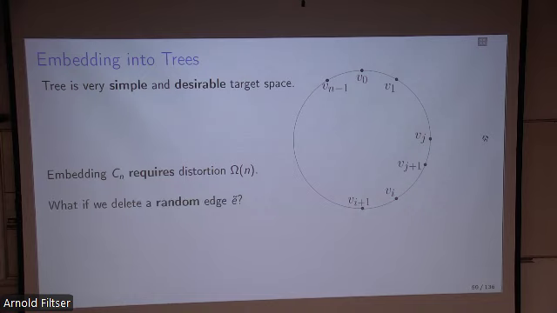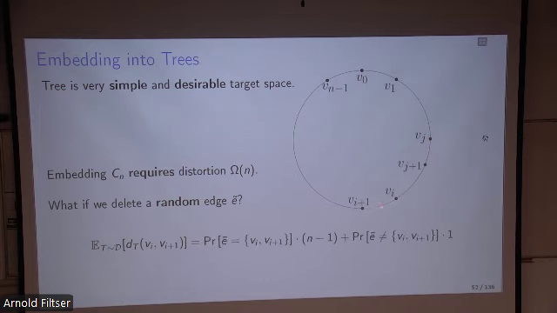However, let's suppose that we delete a random edge. What will be the expected distance from, say, v_i to v_(i+1), or v_0 to v_1? Fix some pair of neighbors. What now is the expected distance if I delete a random edge?